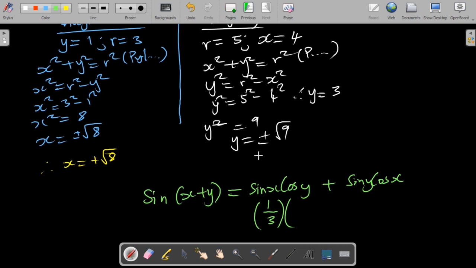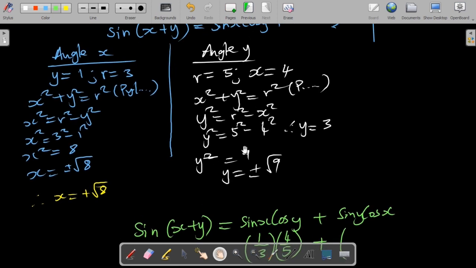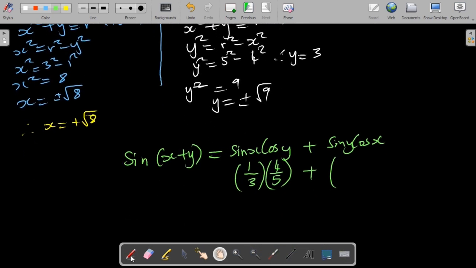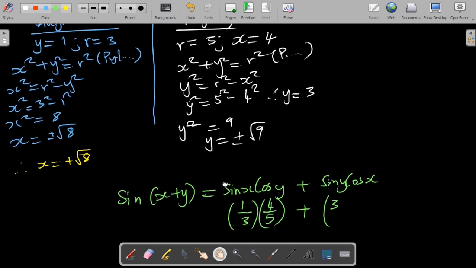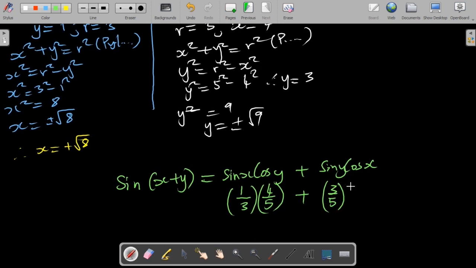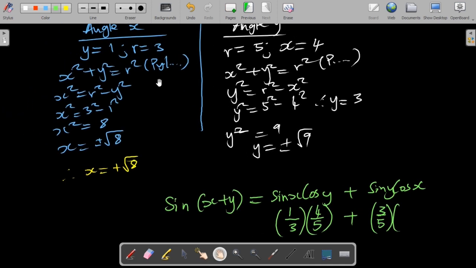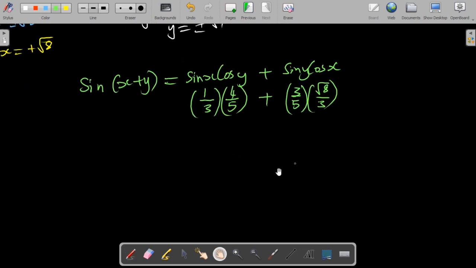So the x there is 4, and the r that is on this side, or that corresponds to that angle, is 5. Then we're going to do the same for sine y, which is now on this side. So the y is this one, which you just found, and the r is 5. Finally, we have cosine of x. We're going to go back to the angle x. And cosine is x/r. So the x is square root of 8, and the r is 3. So we now just have to solve this, and that will be our answer.